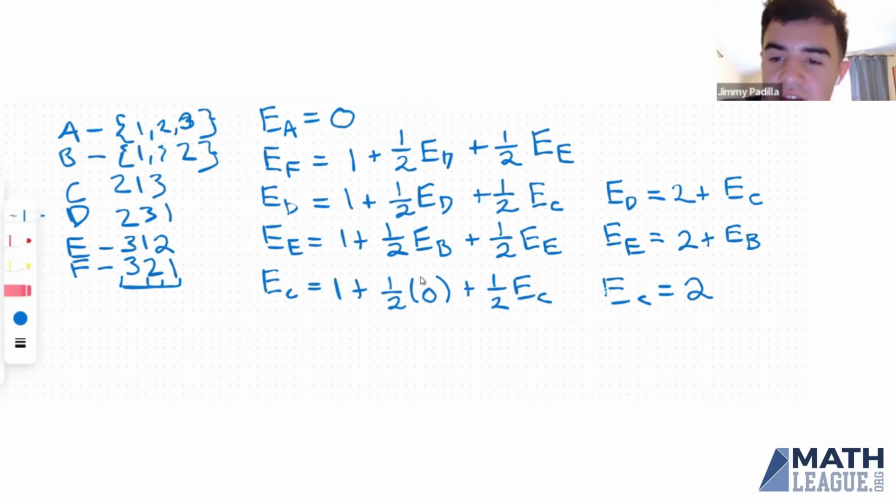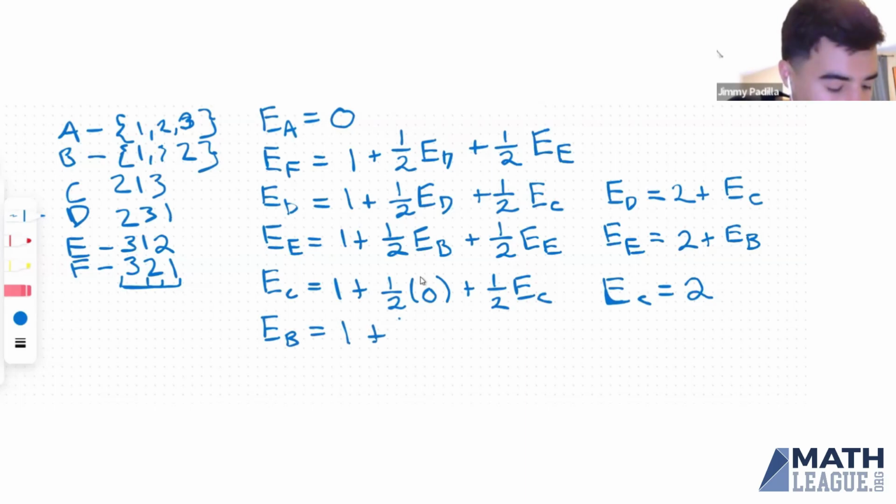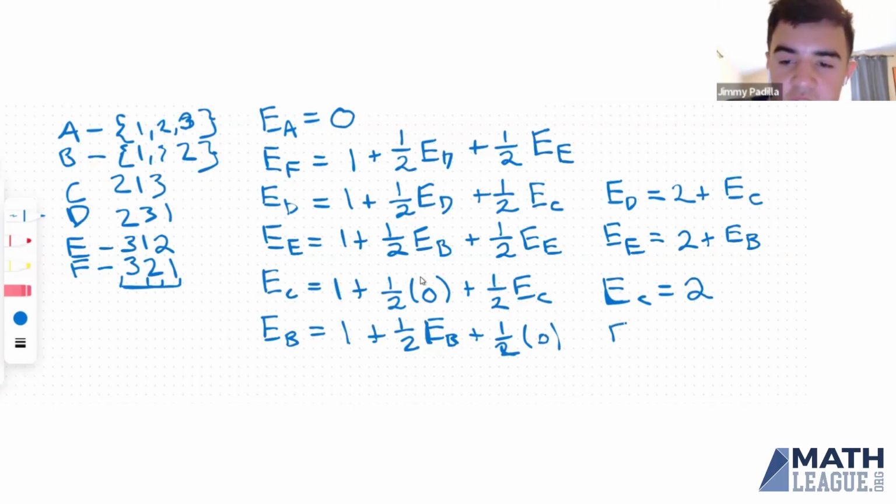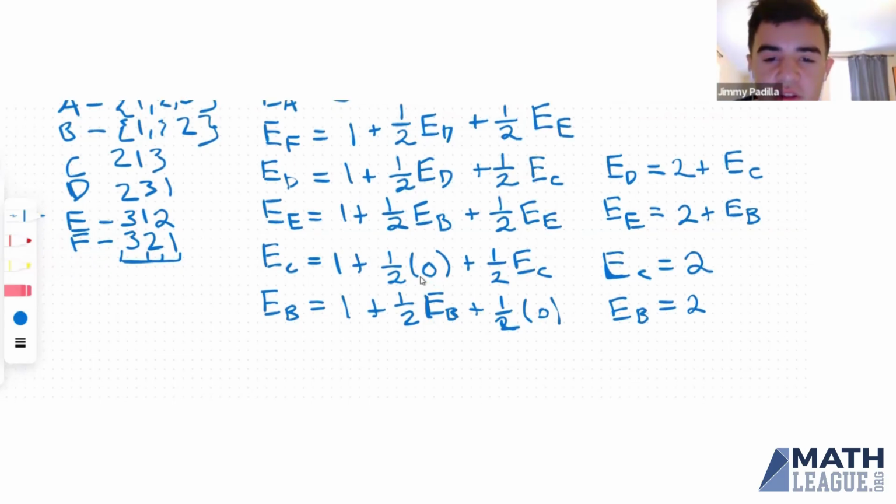Now that we found E of C as a constant number, we can go back up and solve everything else. We never wrote the statement for E of B either, so we should do that too. For 1, 3, 2, we wouldn't sort the first pair, so that's 1 plus 1/2 of E of B. And the other pair we would flip, and that would become our sorted state, so that's 1/2 times 0. So E of B is also equal to 2. That makes sense, since you only need to sort one pair, either you sort it or you don't, and you keep looping until you do.